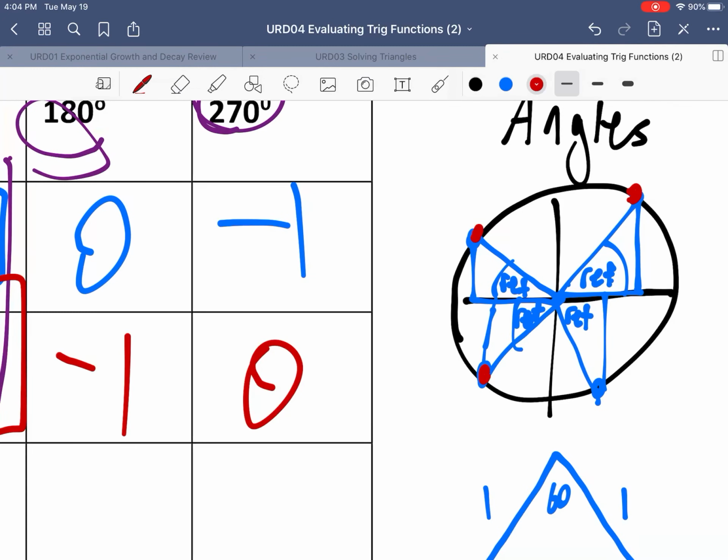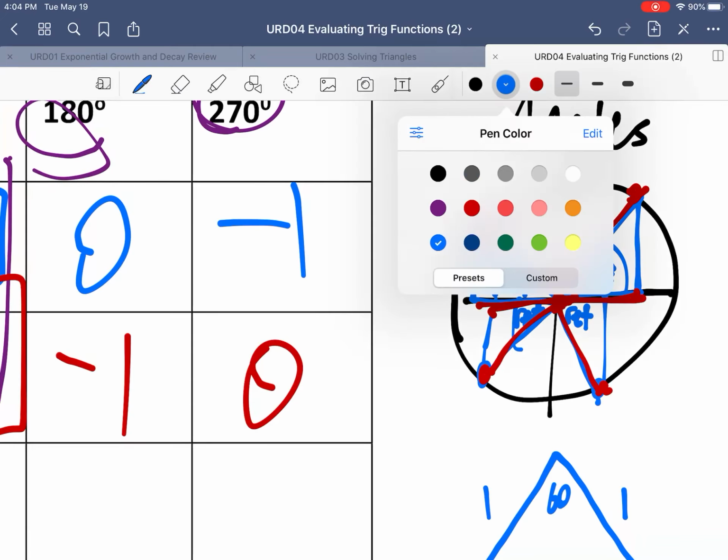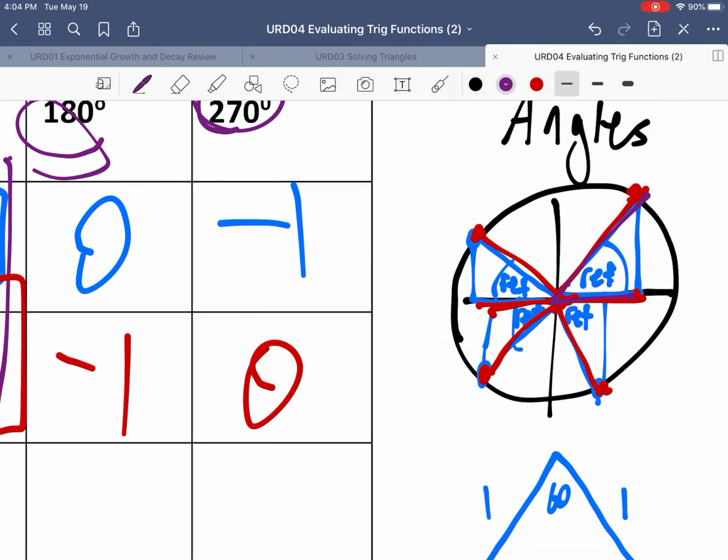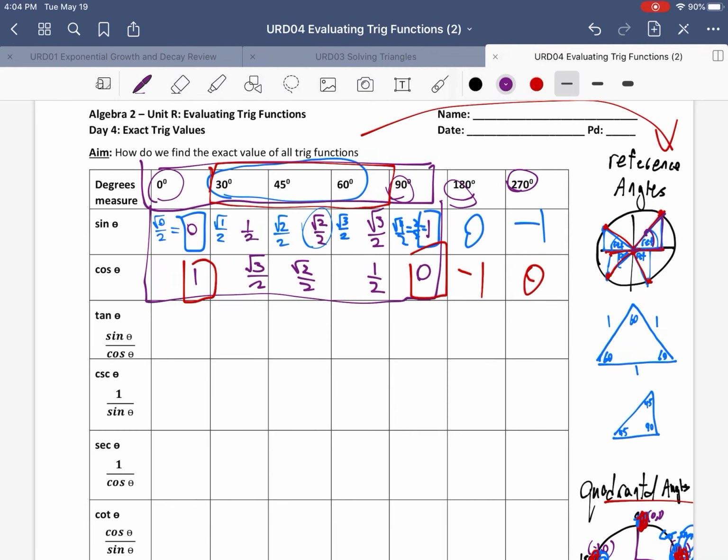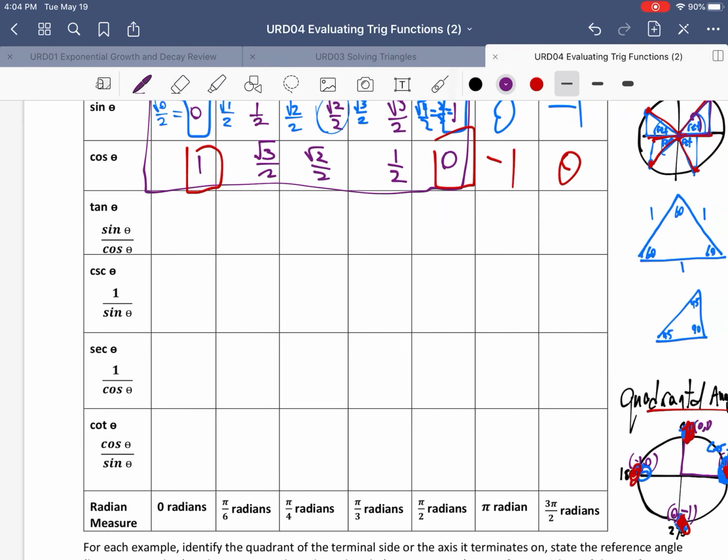We will be inside the triangle and leaving points around the triangle, where the reference angle will always be an angle formed by the terminal side and the x-axis. So the reference angle will always be an acute angle formed by the terminal side and the x-axis. So it's always going to be an acute angle formed from the central angle.